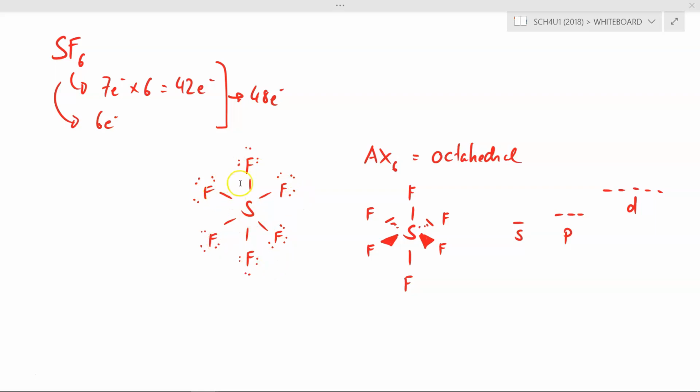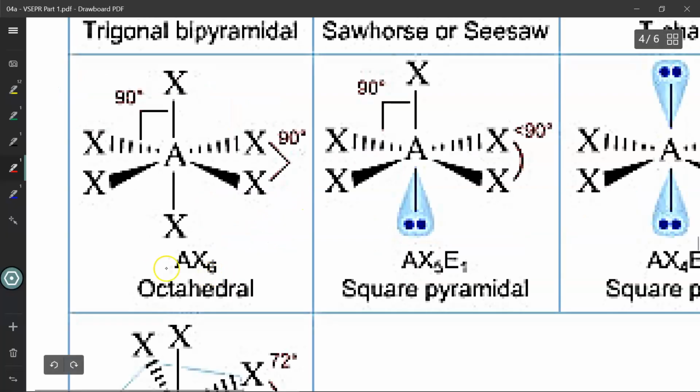I know there's at least a single bond between each of them. And then, of course, the octet rule must be given to those fluorines. Now, after that, 8 electrons for each. 6 times 8, 48. That accounts for all my electrons, so there are no lone pair electrons. As such, the AX formula is AX6, making it an octahedral VSEPR geometry.